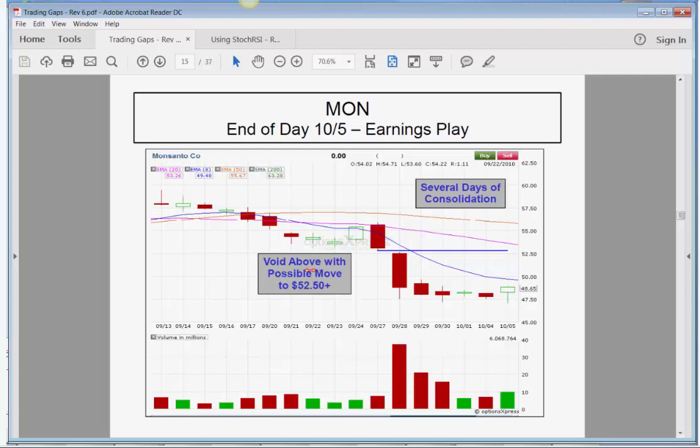Next one, this was Monsanto. End of day, 10-5, before earnings. I'm looking at this the day before. And I said, well, there's been several days. It was down pretty hard here. And then it went sideways for about 3 or 4 days. I also say there's a void above 52.50 or say $50.